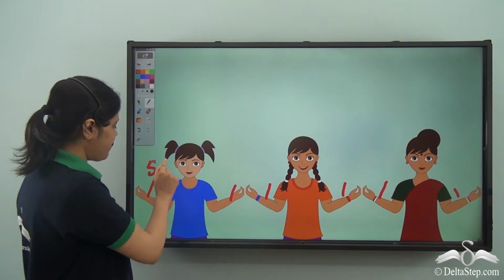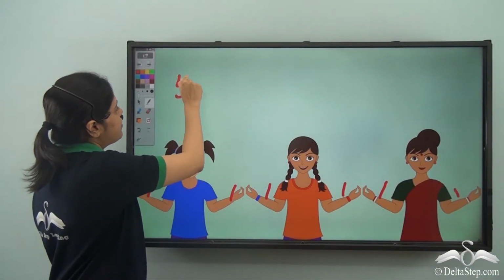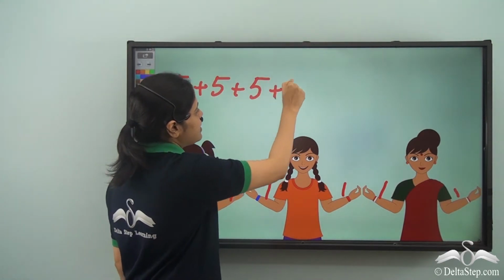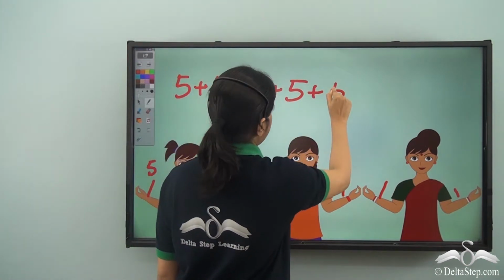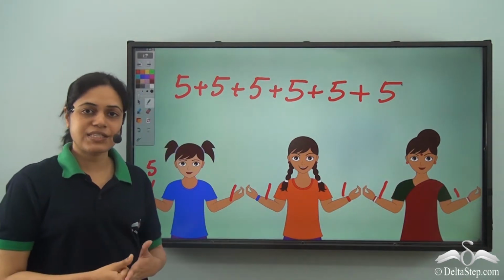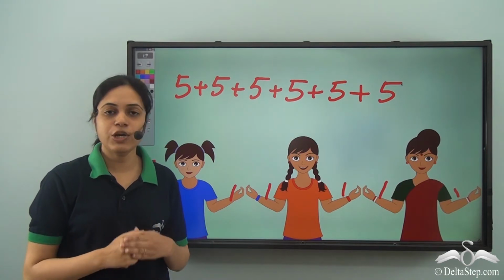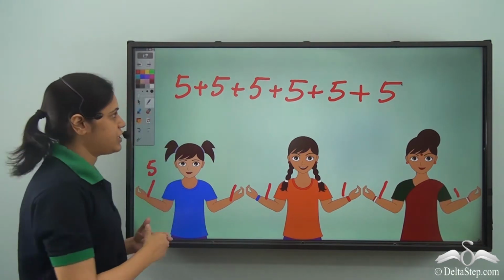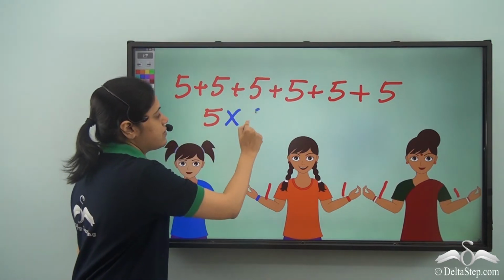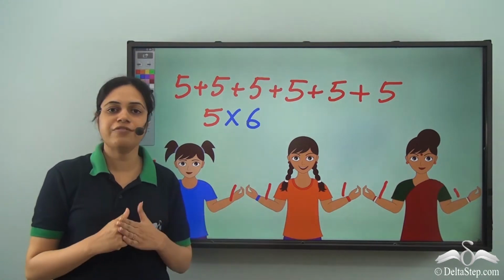So this hand has 5 fingers, each hand has 5 fingers. So what I need is 5 plus 5 plus 5 plus 5 plus 5 plus 5. That is 5 added 6 times. So will you actually add it to find the answer? Well, no. We will use multiplication, which is 5 times 6. So we will use this to find how many fingers they all have together.